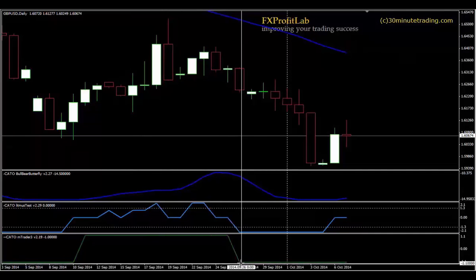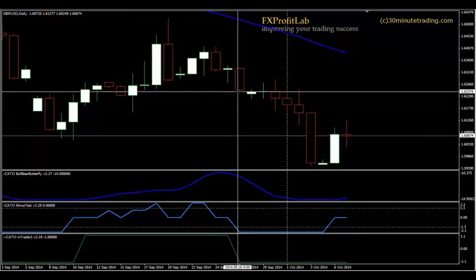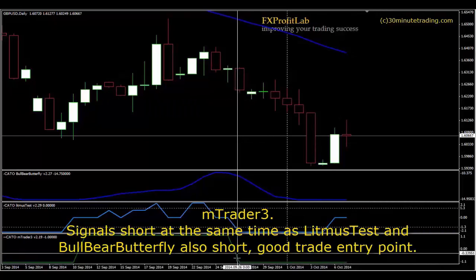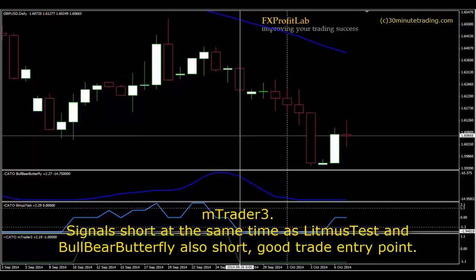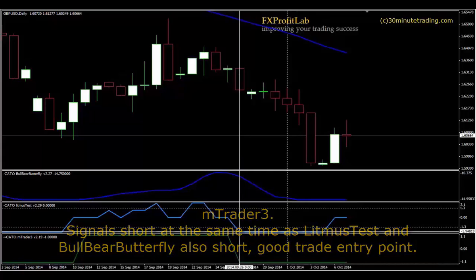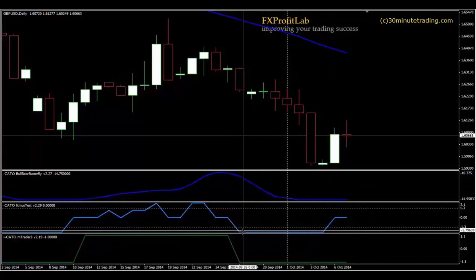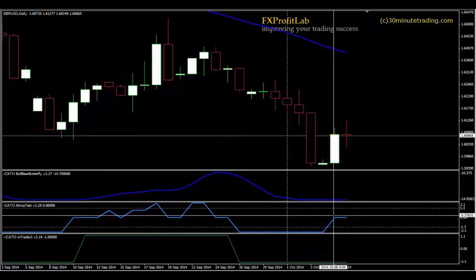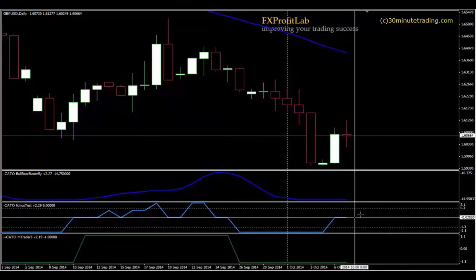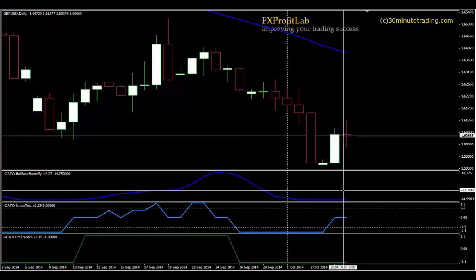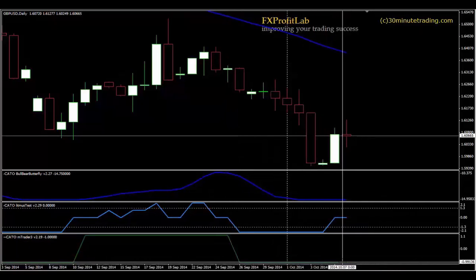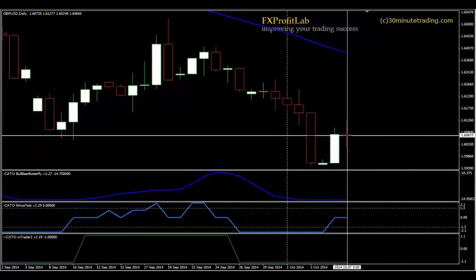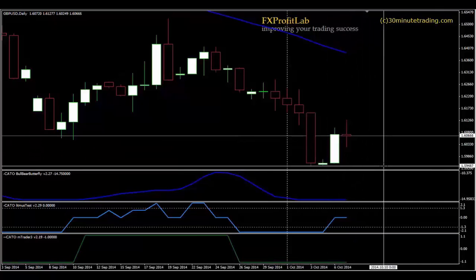And at this point here it says we're looking for short trades. So here we're looking for trades going down. And you can see that from this point on, indeed, it went down. In this case, Litmus Test was showing down as well, so we had all of those in agreement that we were looking for a trade in that direction. Now you can see Litmus Test has come into the butterfly zone. The bull bear butterfly is still bear, and M-Trader 3 is still bear. So from that point of view, we're still looking for trades to the downside. That's short trades.